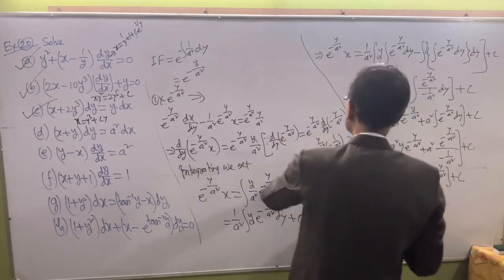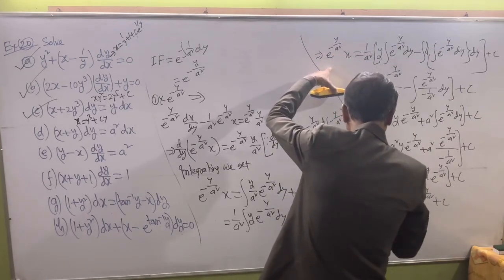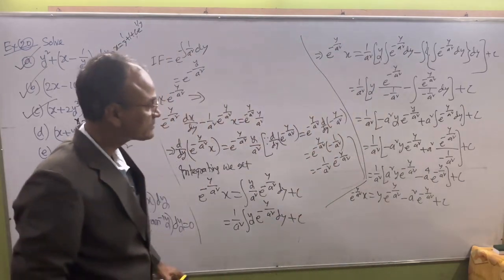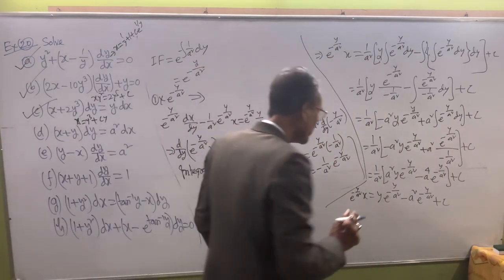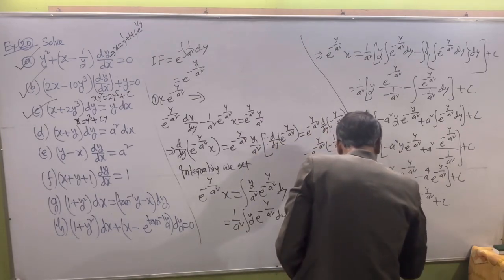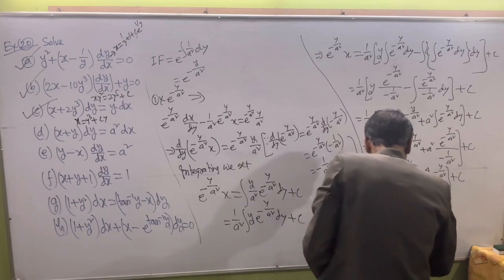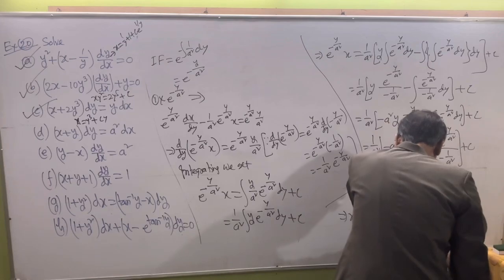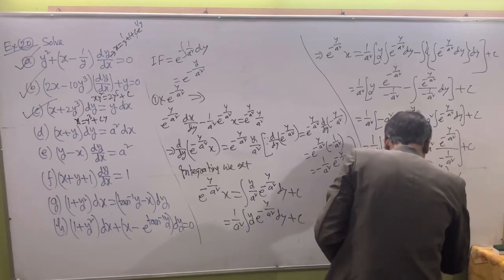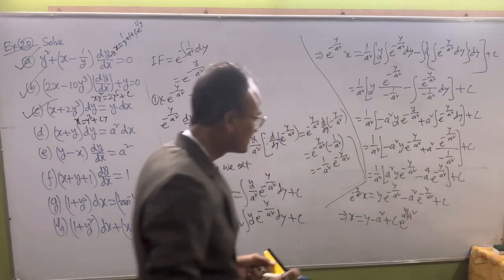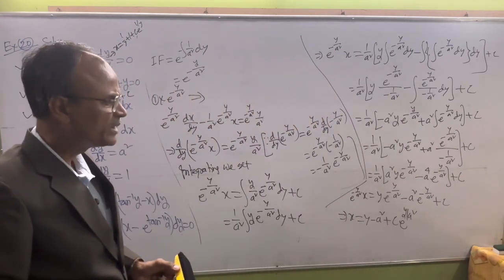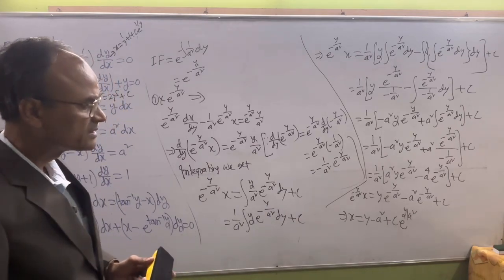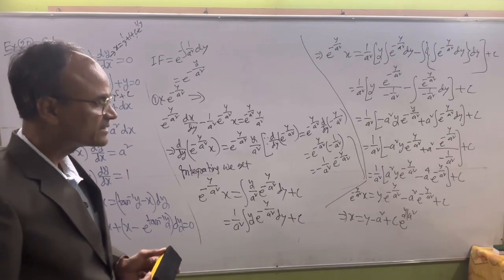And the left hand side is e to the power minus y by a square. This means e to the power minus y by a square into x equal to this. X equal to this. This means x equal to y minus a square plus c e to the power y by a square. Can I write like this? Or you may write x minus y plus a square equal to this. You may write like this.